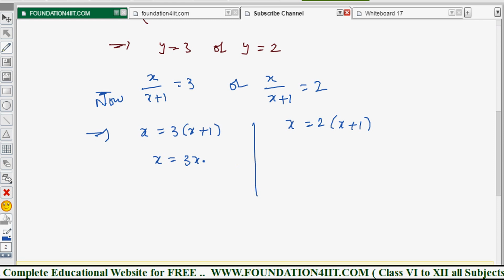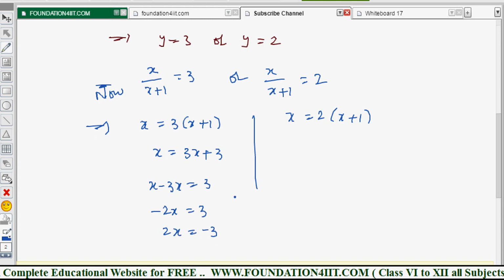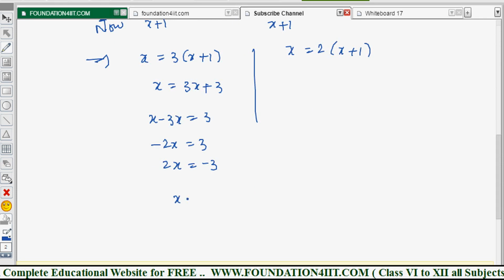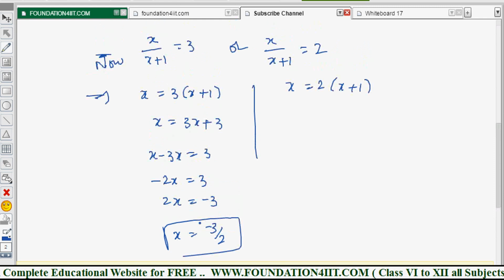x is equal to 3x plus 3. That is, take x to one side, 3 to this side. So x minus 3x equal to 3. Minus 2x is 3. Then plus 2x is minus 3; just change the sign. So x is equal to minus 3 by 2. x is minus 3 by 2 is one answer we got.